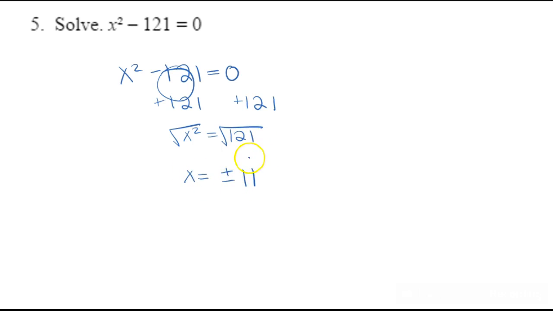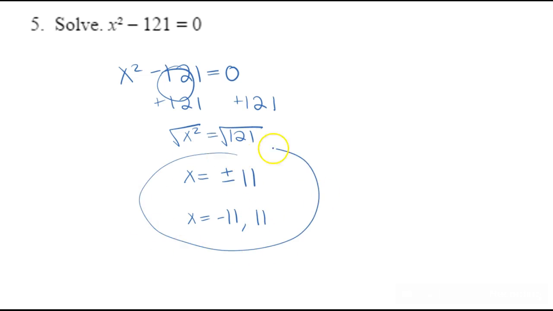Remember that it's not just positive 11, because when you square something, it could be two positives or two negatives, because remember, negative 11 times a negative 11 is also positive 121. So you can see it written like this, or sometimes you'll see it written out like this. Both of those are correct because they're saying the same thing, just in different ways.